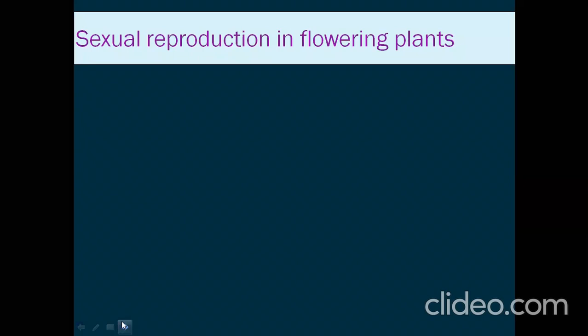Okay, now in plants, if that happens, it will develop into seed and fruit. So it will take time, and then that seed, when it gets favorable conditions, will develop into another plant. So it takes time in plants. Sexual reproduction in flowering plants.